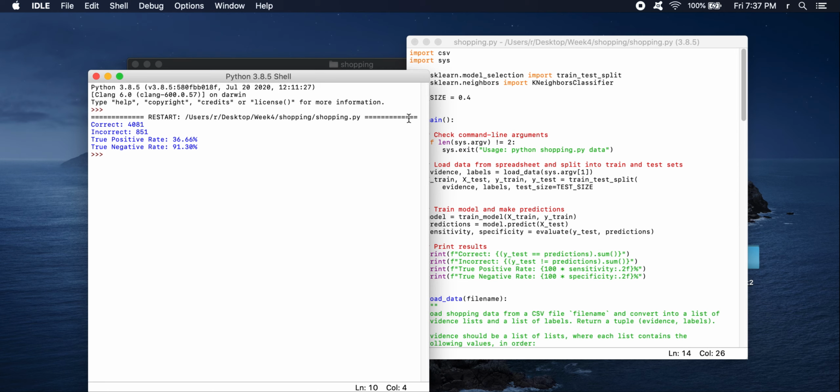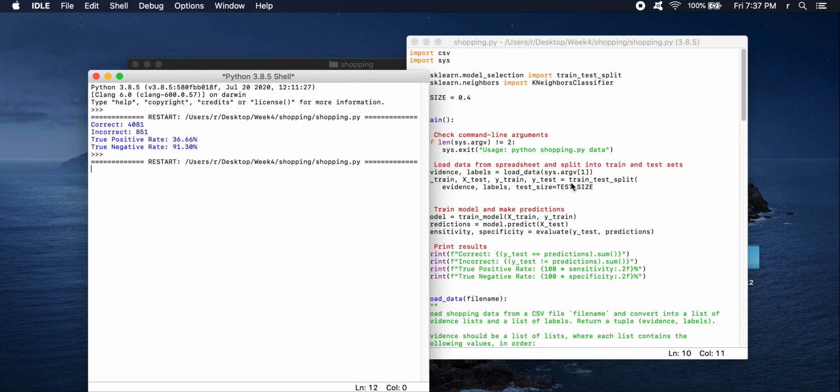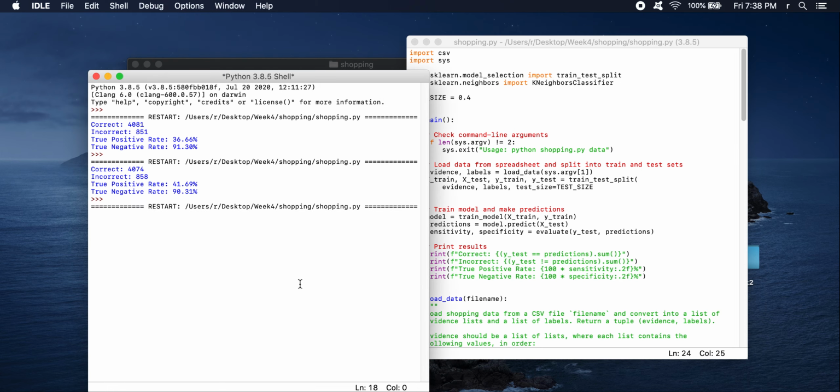So let's run that again, just to see how there's some variation in the numbers. You can see they went up. That's more typical of what you usually see. That 36 was on the low end.